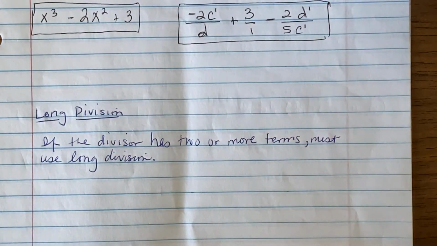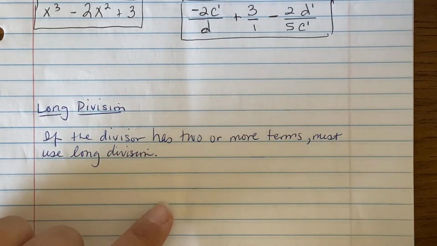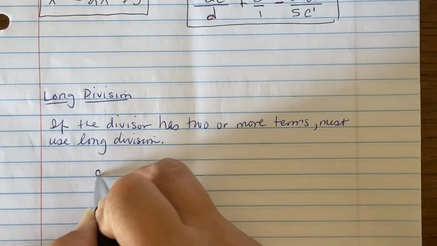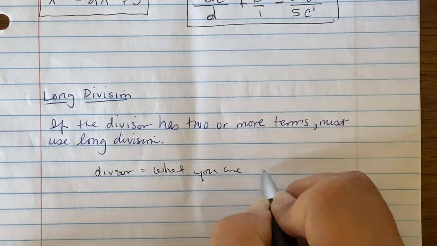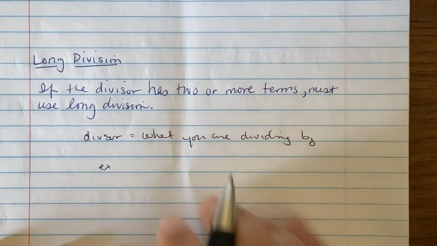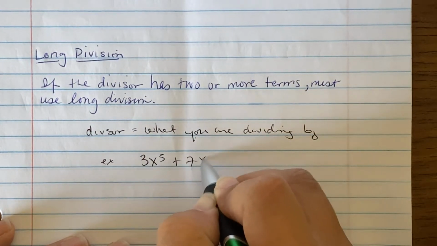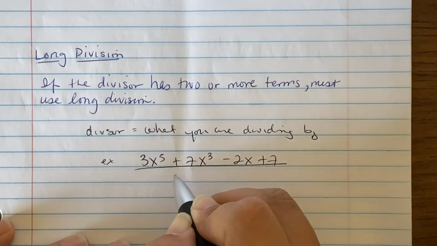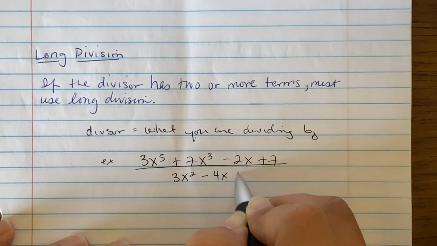So, long division. The definition says if the divisor has 2 or more terms, you must use long division. What does that mean? The divisor is what you're dividing by. So say I had, for example, hypothetically, 3x to the fifth plus 7x cubed minus 2x plus 7, and I'm dividing this by 3x squared minus 4x plus 1.